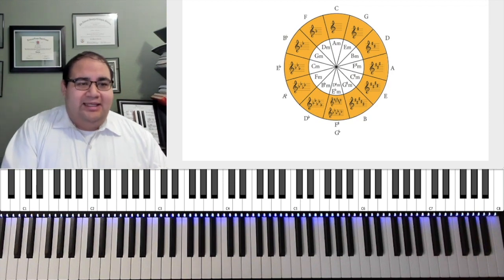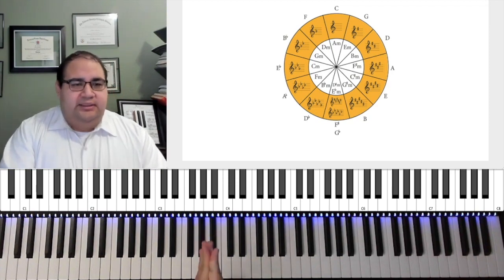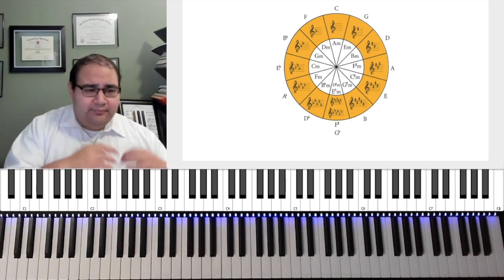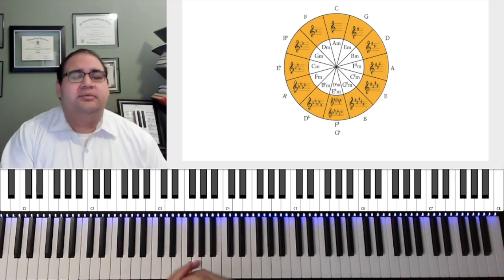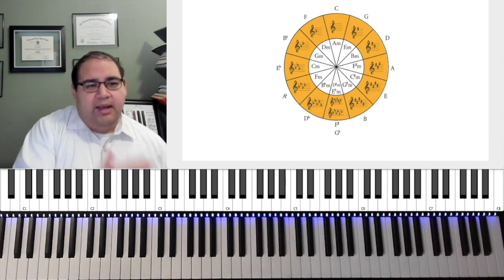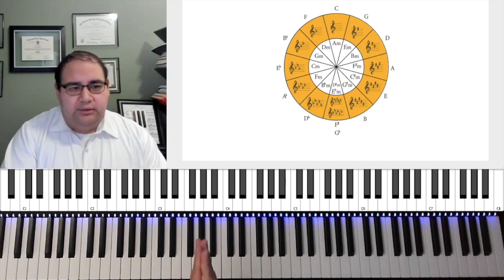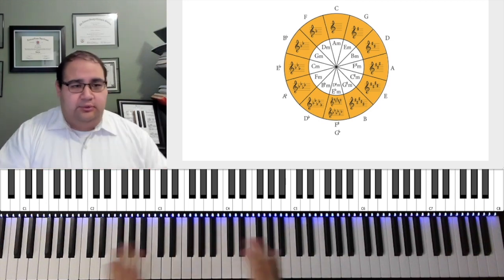Now it's important to note that there is going to be a minor circle of fifths, and keep in mind that right at 12 o'clock it's not going to be C major anymore, it's going to be A minor. So I have the minor scale circle of fifths here in the middle, but what's not going to change, whether it's the minor circle of fifths or the major circle of fifths, is the key signature. So always at 12 o'clock it's going to be the key signature with no sharps or flats.